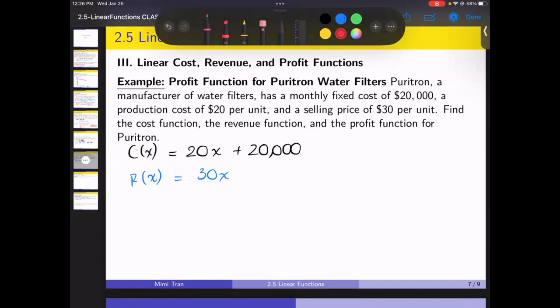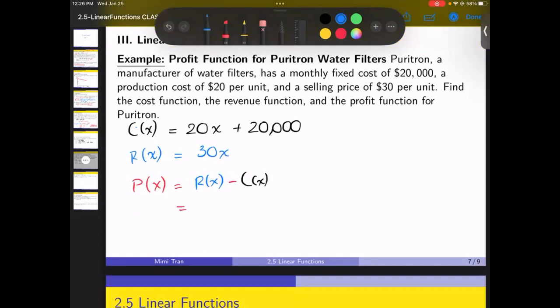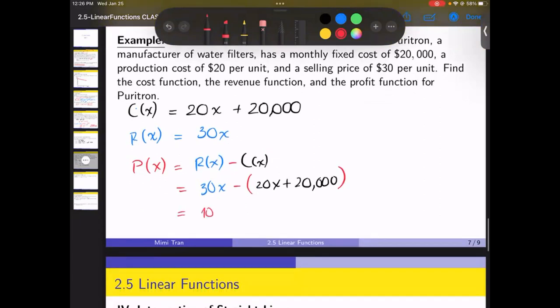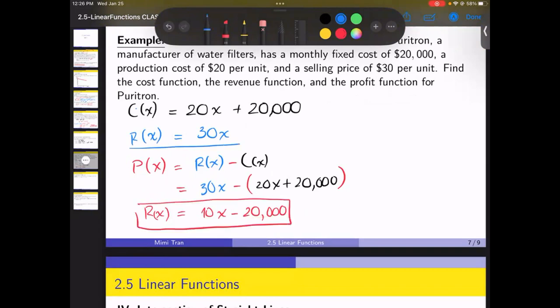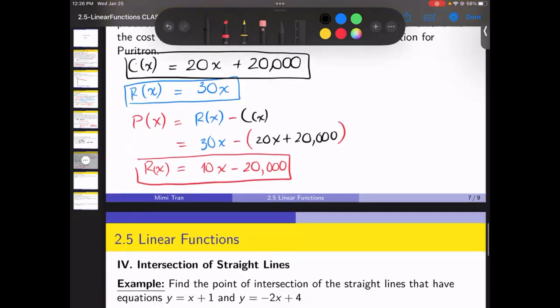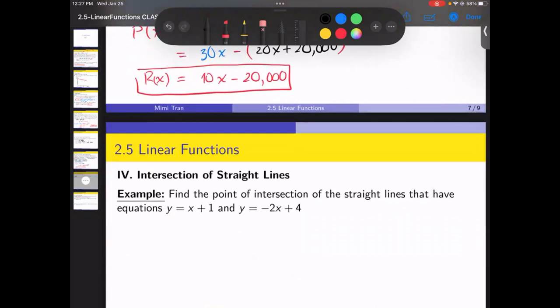And then the profit will be the difference between the two, R of x minus C of x. So that's 30x minus 20x plus 20,000, which gives 10x minus 20,000. That's your actual profit. And then after this, we'll talk about the quiz.